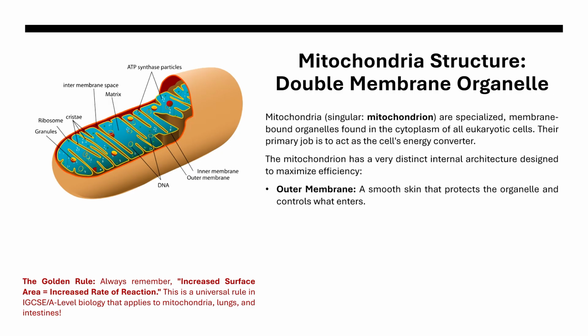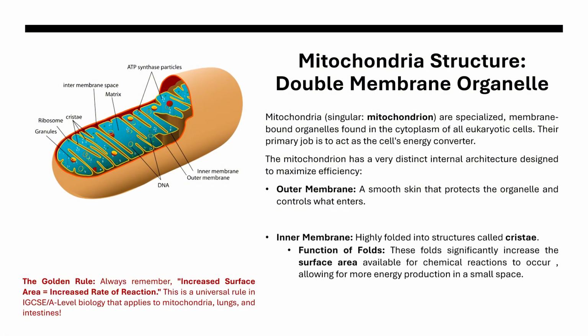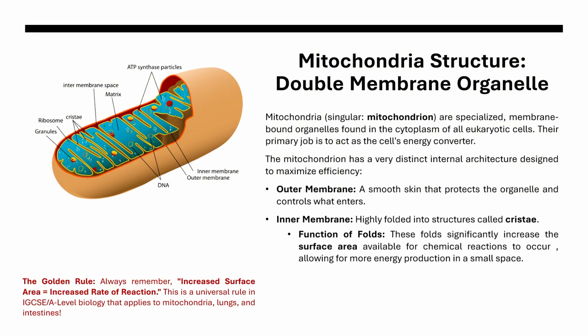If you talk about their structure, the mitochondria has a very distinct internal architecture. It starts with a smooth outer membrane, which acts like a protective skin, controlling what enters the organelle. But the real magic happens inside at the inner membrane. Unlike the outer skin, this inner layer is highly folded into finger-like structures called cristae.